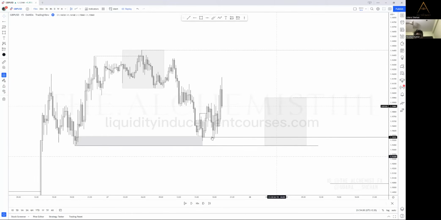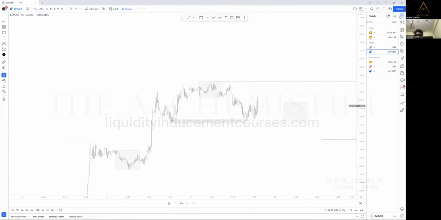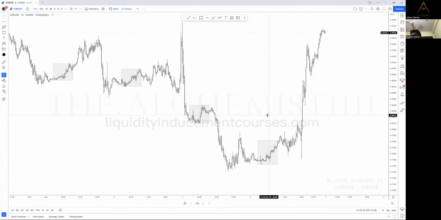See that? Buy it here, stop loss here, target here, or else here. You're done. Okay, so something like that. I'll show you. Let's go to EUR/USD. Let's check some examples on EUR/USD because you might trade that as well.